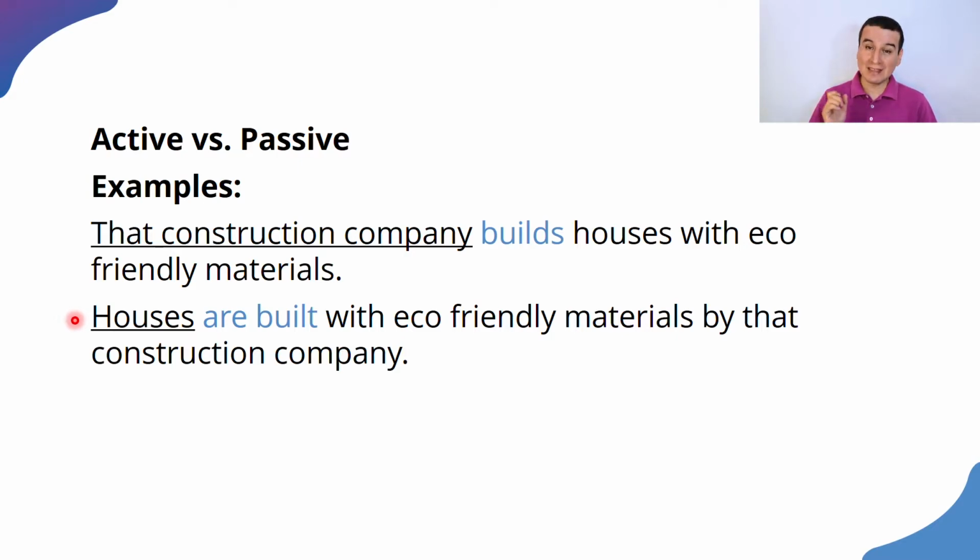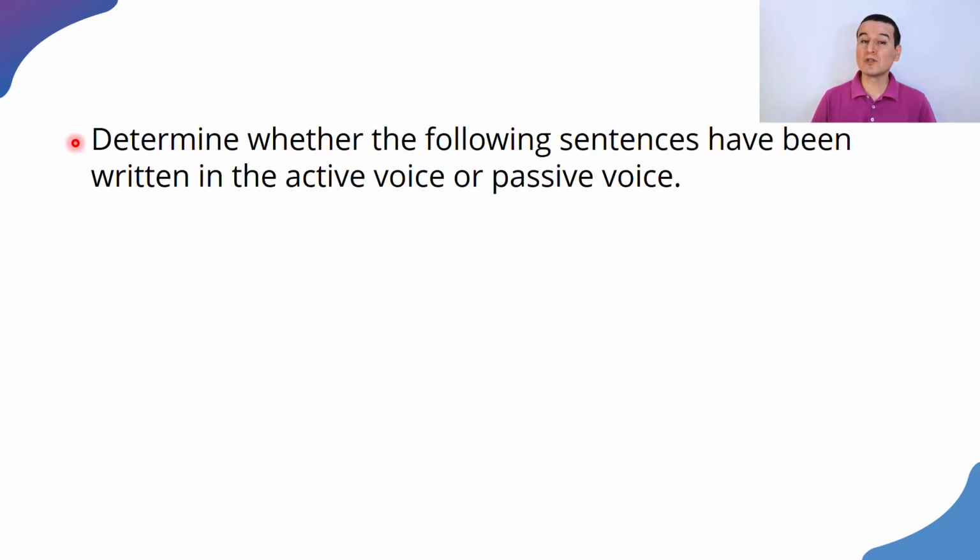Let me give you in this activity just one simple exercise in which we are going to make sure that we understand whether a sentence is written in the active voice or in the passive voice. So let's read the instructions together. It says, determine whether the following sentences have been written in the active voice or in the passive voice. What do we need to take into account? What is mentioned first? And if what is mentioned first, which is the subject of the sentence, is doing the action or did the action or not. That's all we need to take into account.